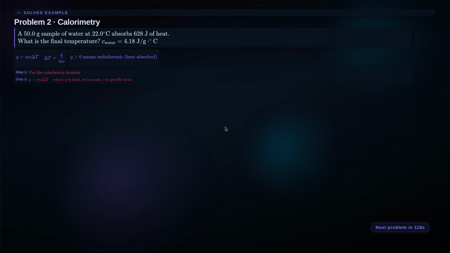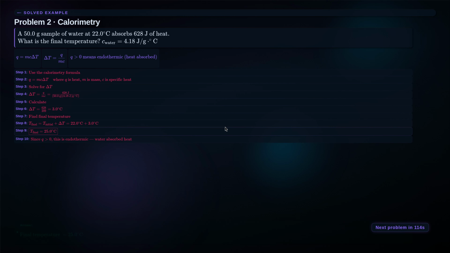Problem 2. Calorimetry. A 50-gram sample of water at 22 degrees Celsius absorbs 628 joules of heat. What is the final temperature? The specific heat capacity of water is 4.18 joules per gram per degree Celsius.